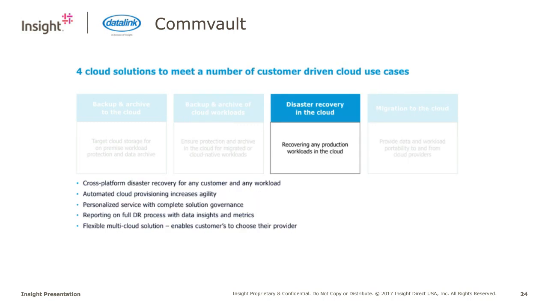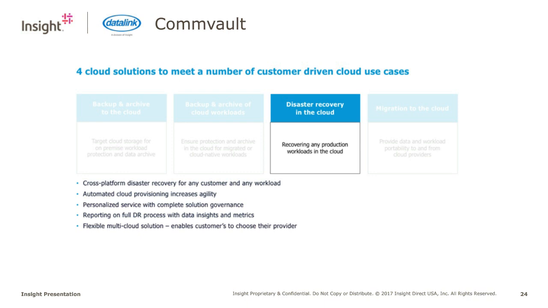And then disaster recovery in the cloud. So cross-platform disaster recovery, any customer, any workload is the way they like to say it. Automated cloud provisioning, so it'll actually automate the process of taking that archive workload that I have inside of the public cloud and actually instantiate that into running workloads if I do need a DR event.